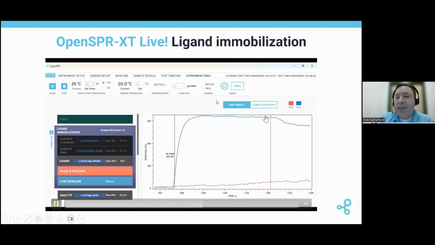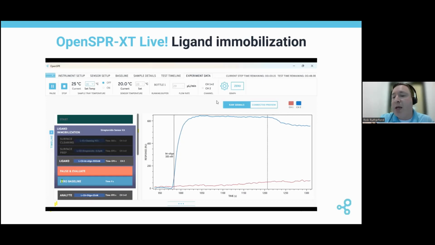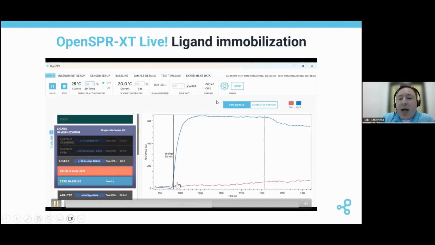So what we're hoping to see is that it stabilizes somewhere above where the baseline was prior to the ligand immobilization. If it does, the ligand wizard will then pop up. It will give you the overall ligand immobilized, the response units, and it will ask whether or not you would like to proceed. So here, what we're looking at, the solid black line indicates the start of an active injection.